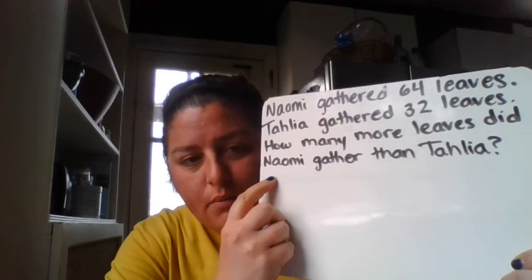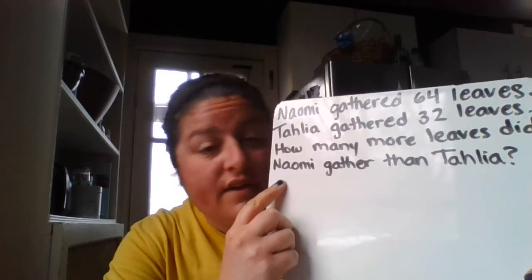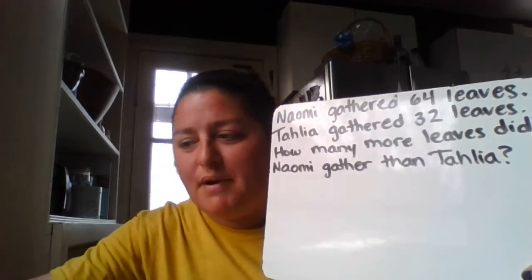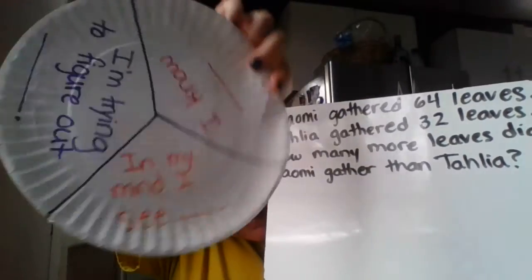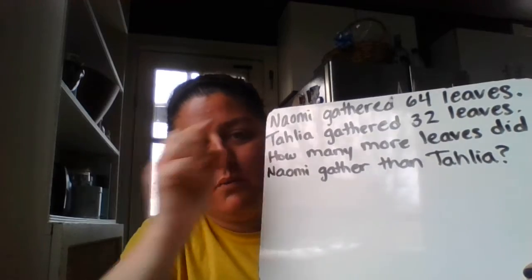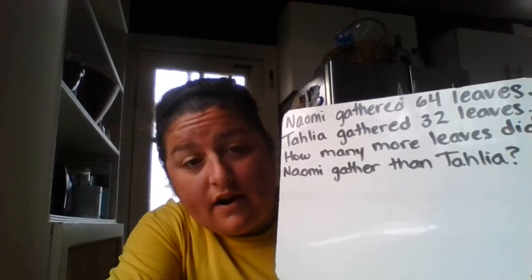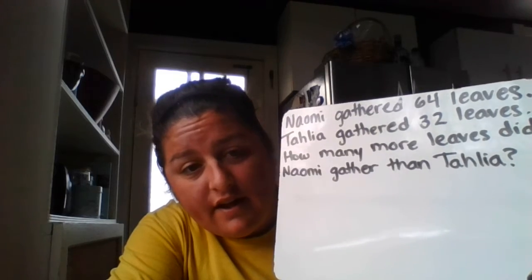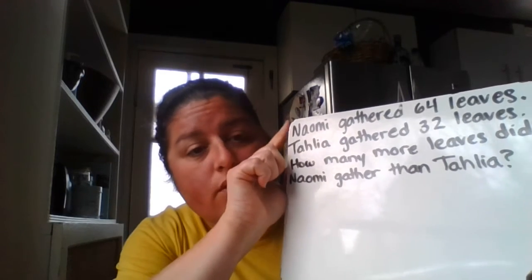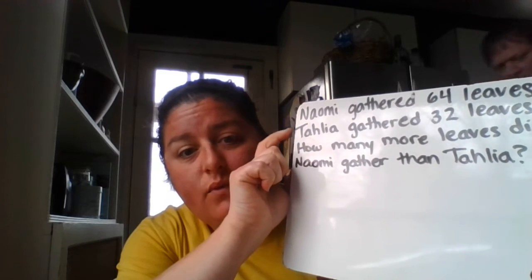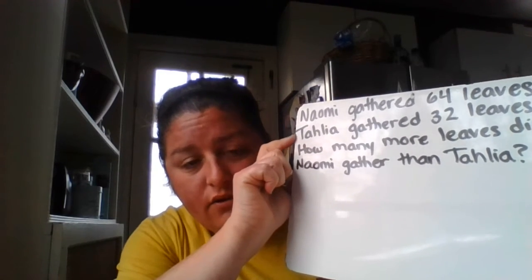So this is kind of like the problem we did with Theo and Joseph. So let's think about, in my mind I see, I know, and I'm trying to figure out. So what's the first thing that you see? What do you picture? Are Naomi and Tahlia together gathering leaves? What do their leaves look like? And what do we know? We know that Naomi had 64, and we know that Tahlia had 32.